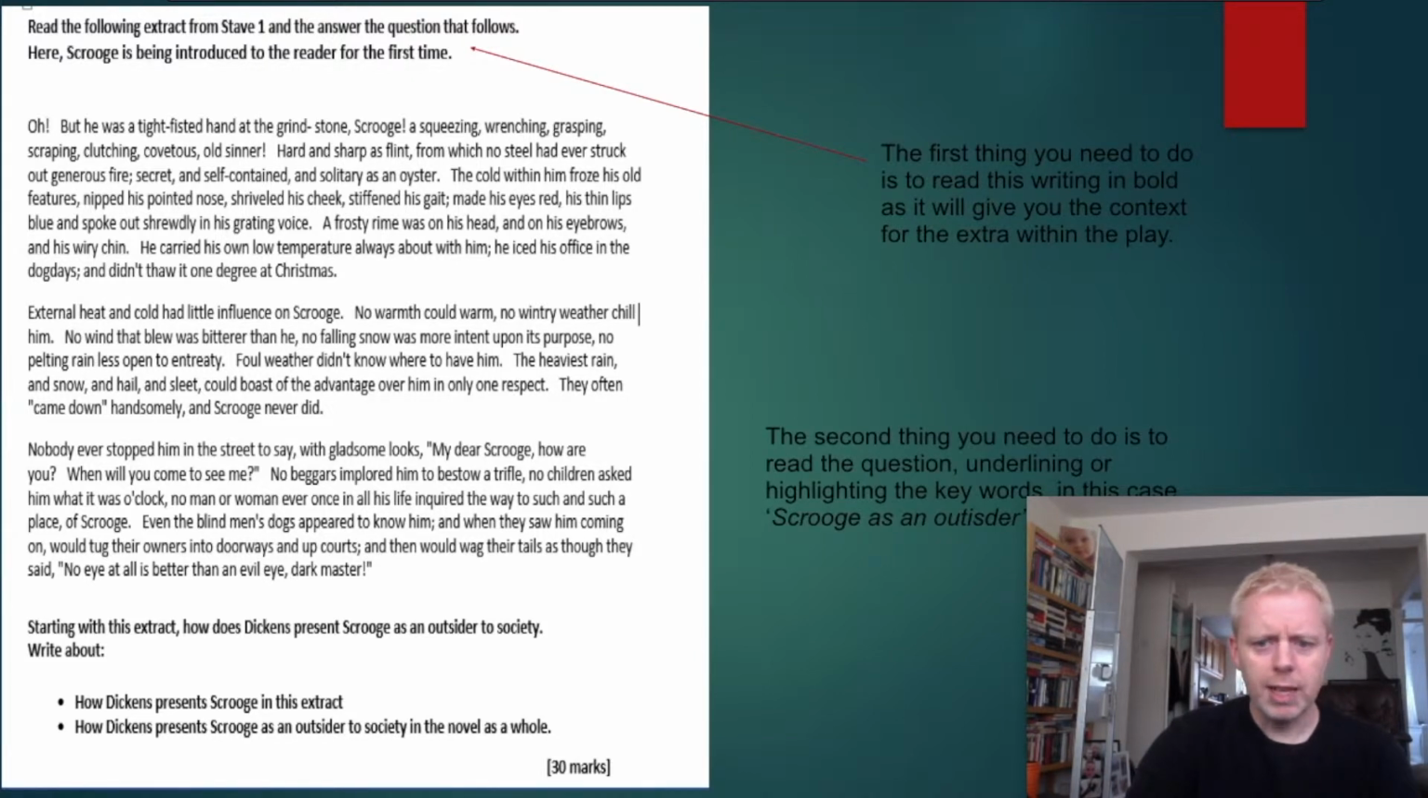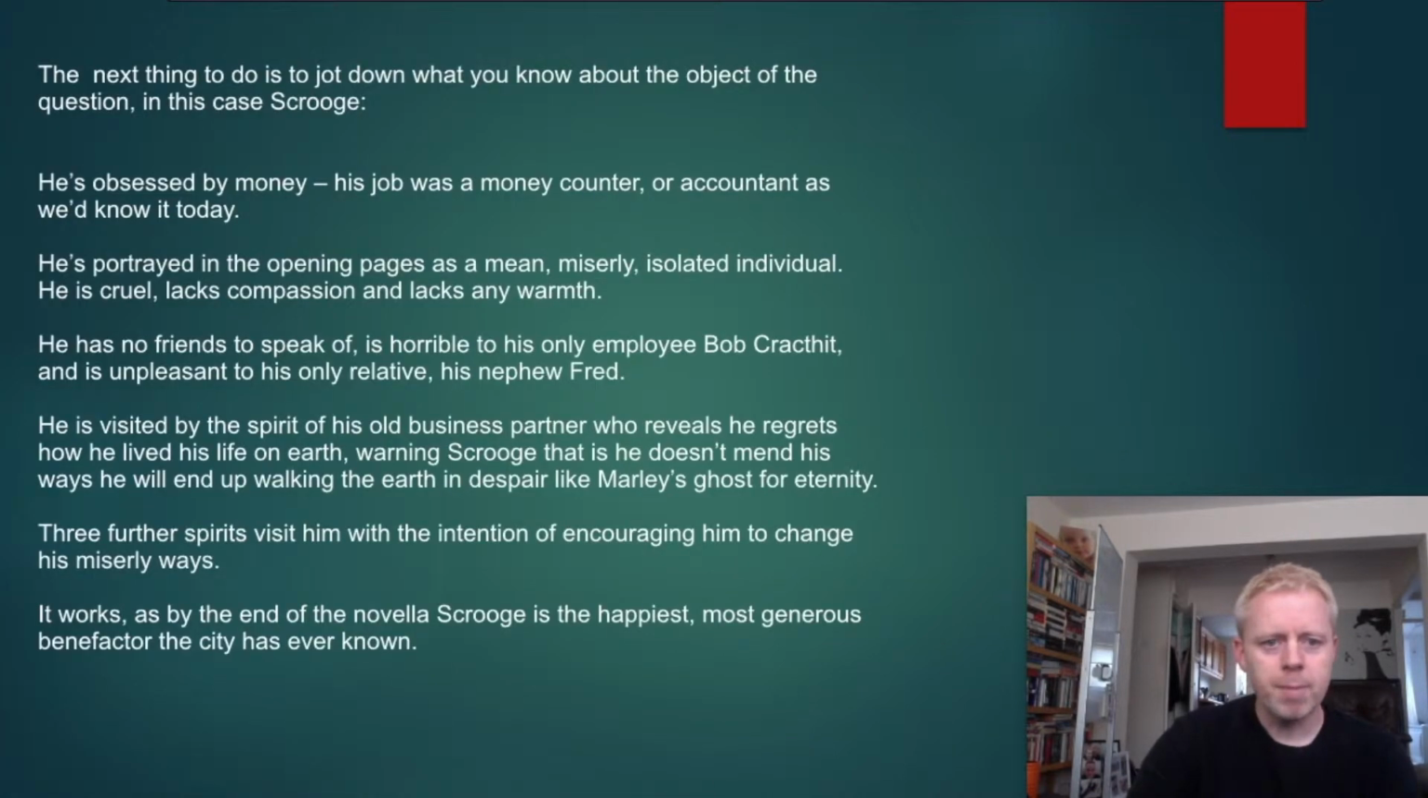What's the next thing you do? So the second thing you do is read the question, underlining or highlighting the keywords. In this case, Scrooge is an outsider. I'm going to go into a little bit more detail on the question in a second. So everything you answer has to reference or link to Scrooge as an outsider to society. The next thing you could do is jot down what you know about the object of the question, so in this case, Scrooge.